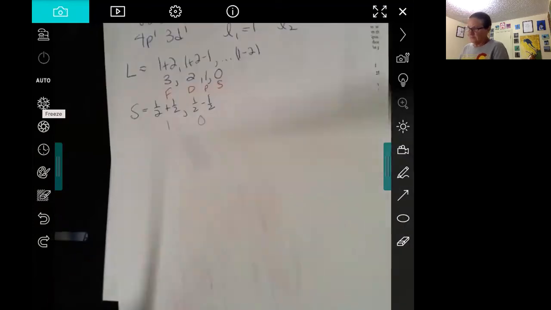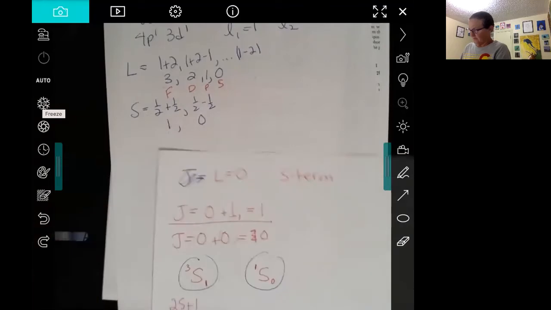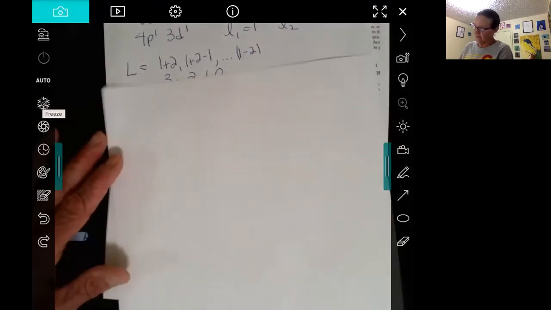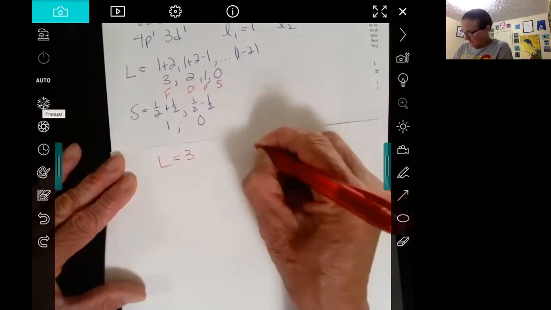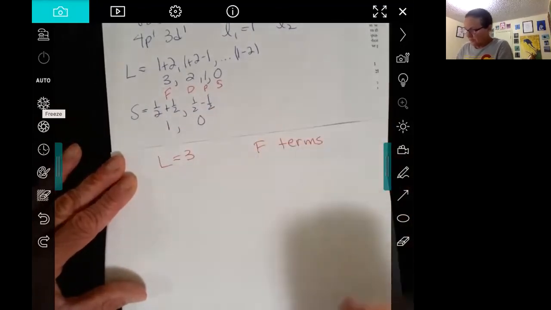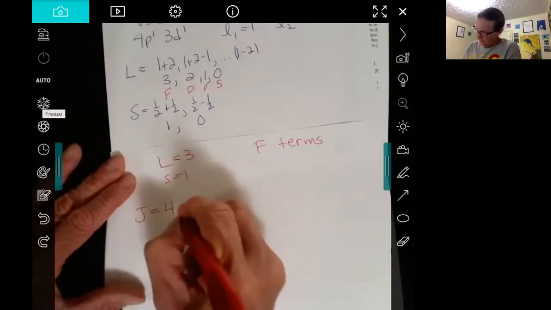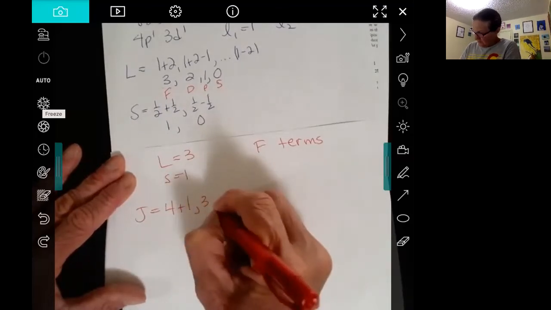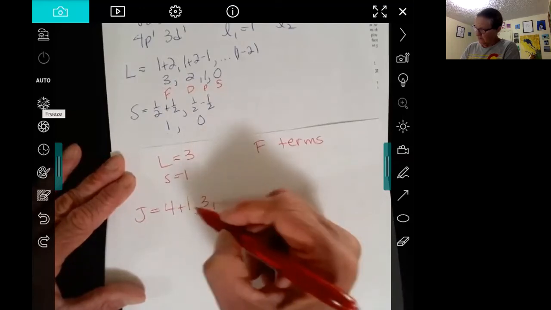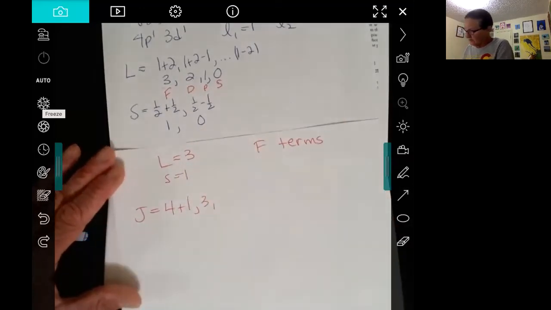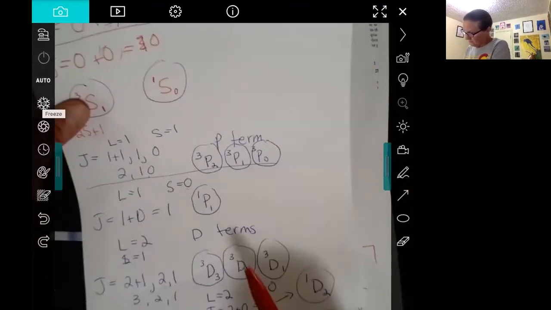One left are F terms. So F terms are when L equals 3. We still have to couple it to the 2 same S values. So when L equals 3, we have F terms. We'll start by coupling to S equals 1. So J will equal 4 plus 1, 3. And that's it, because 4 minus 1 is a 3. So I only have 2 F terms. I feel like I must have done something wrong on this one.